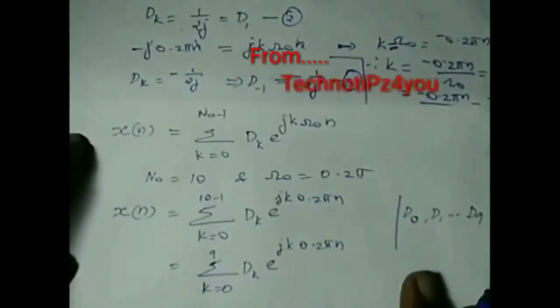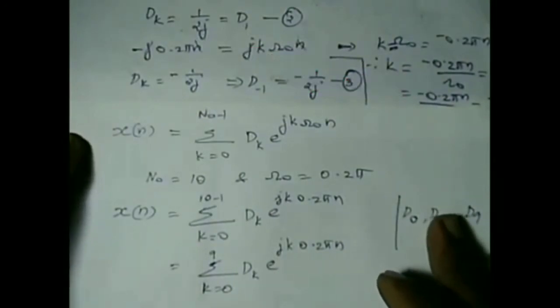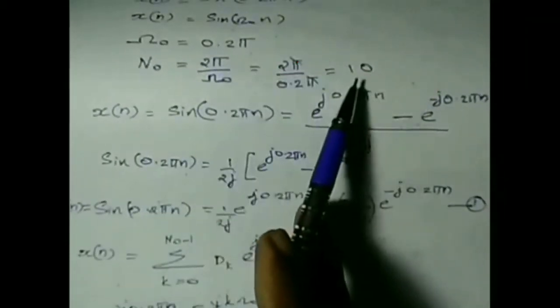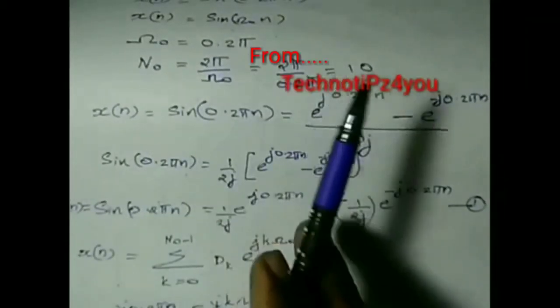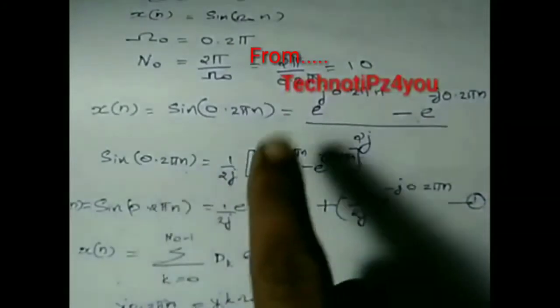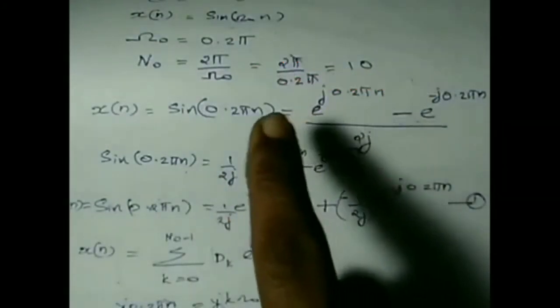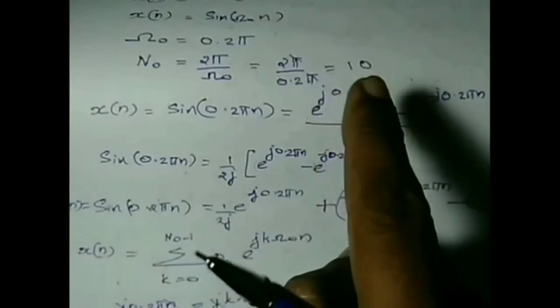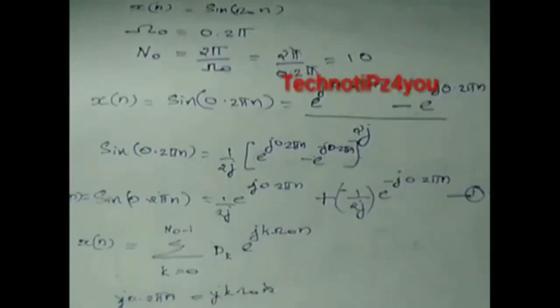We found that the fundamental period n0, from these equations, is equal to 10. That means the signal itself repeats for every 10 samples. For every 10 samples, the signal repeats itself. That's the meaning of fundamental period.